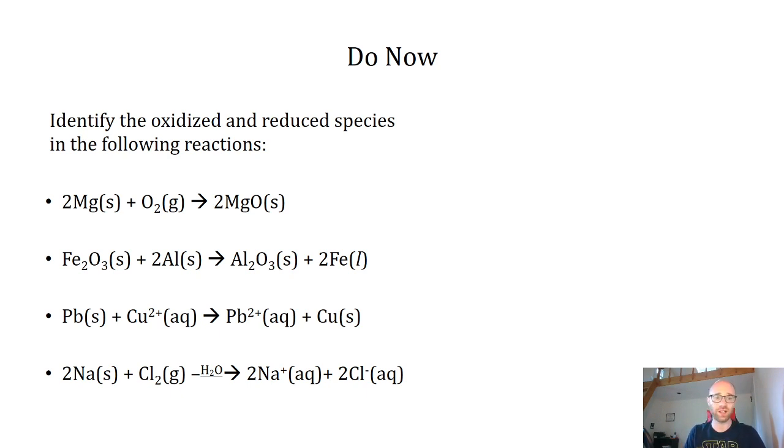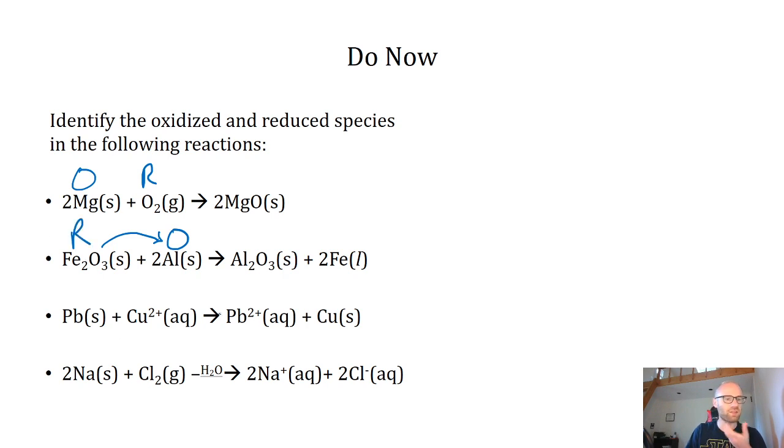By our first definition, combination with oxygen is oxidation. So the magnesium would get oxidized, oxygen being reduced. Again, looking at the second reaction, we're combining with oxygen, right? The oxygen is moving from the iron to the aluminum. So the aluminum would be oxidized, the iron would be reduced.